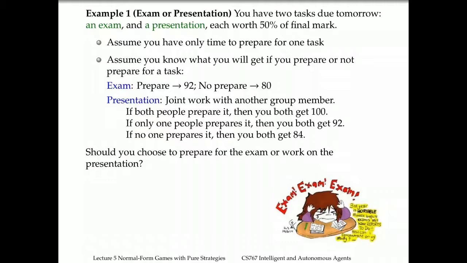So which is quite good, but it's not as good as both of you preparing for it. But if no one prepares for it, then you just do some really bad presentation. So at the end, you will both get 84. Right. So now the question is, should you choose to prepare for the exam or work on the presentation if you can only do one thing?